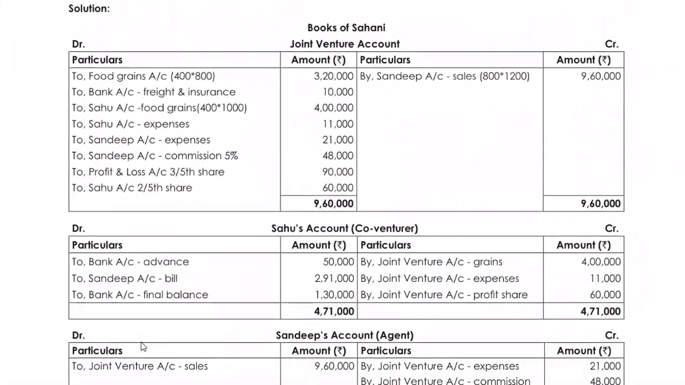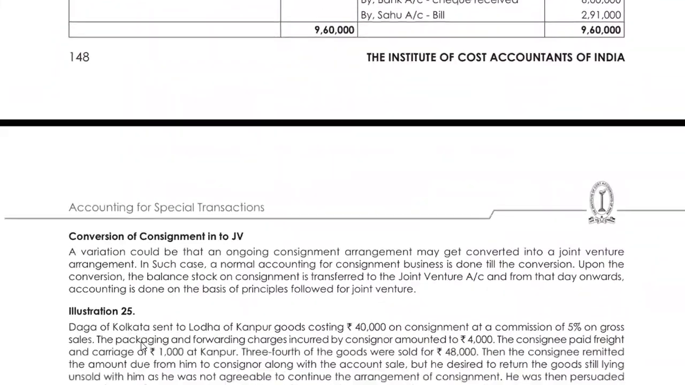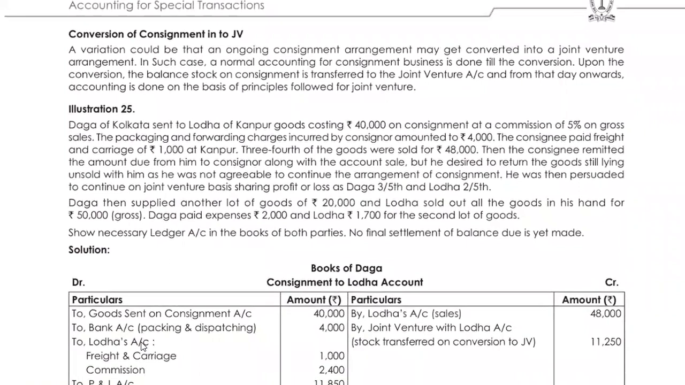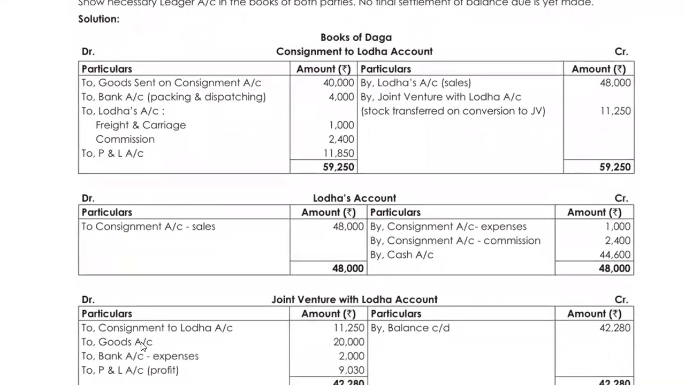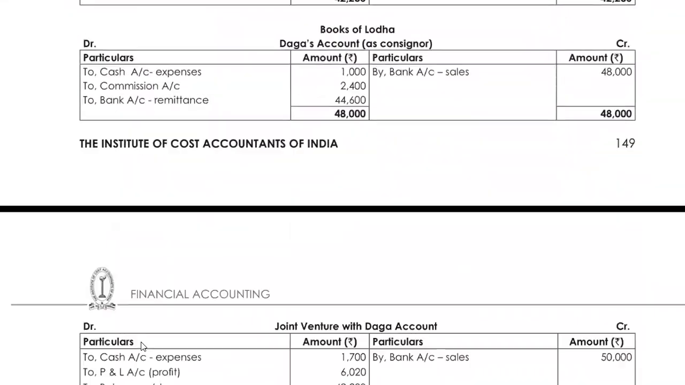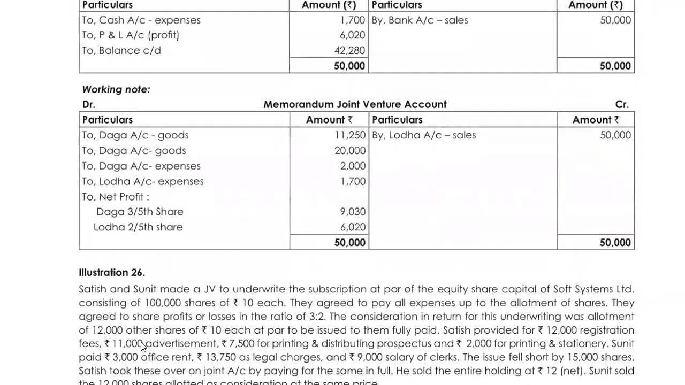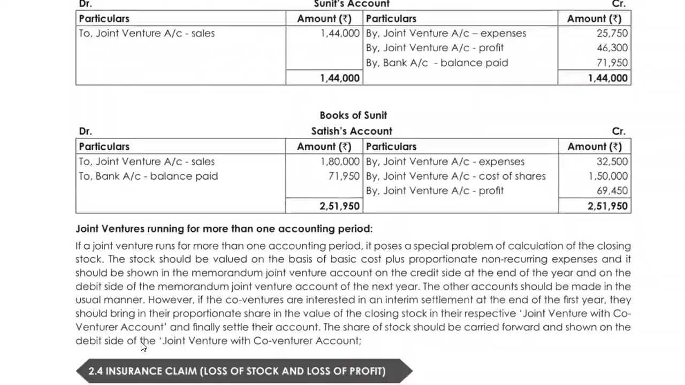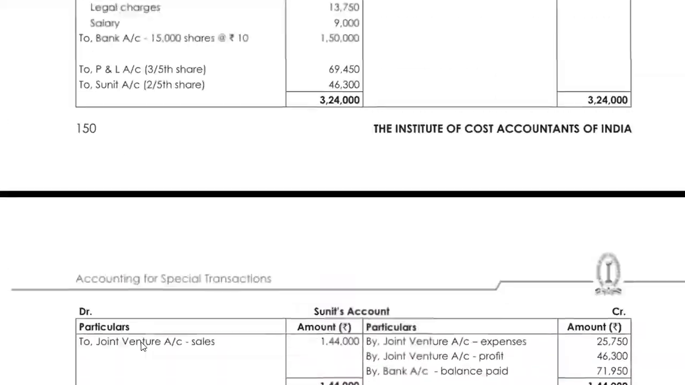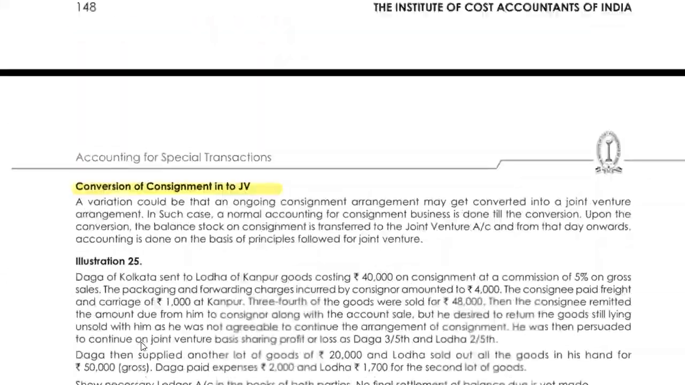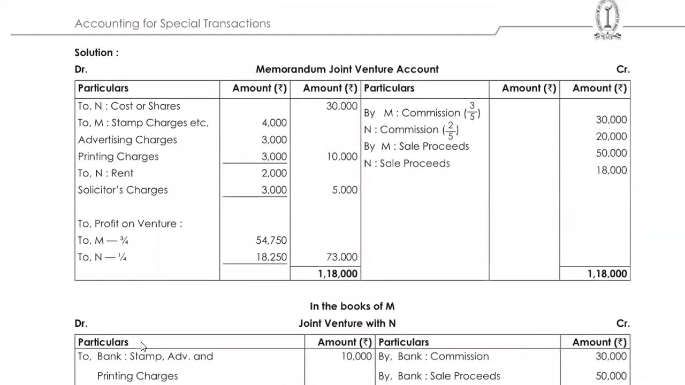Sir, after consignment. Do it after consignment. There is one more: conversion of consignment to joint venture. Nothing else is there; simple joint venture principles apply, but entries have been passed as per consignment. That is the only thin line of difference. Other than that, nothing is there. So no worries, we'll continue this after consignment.